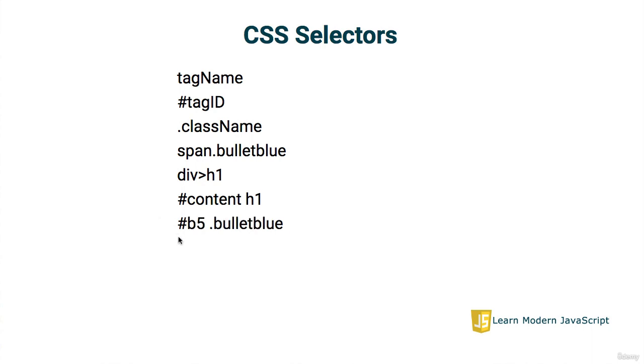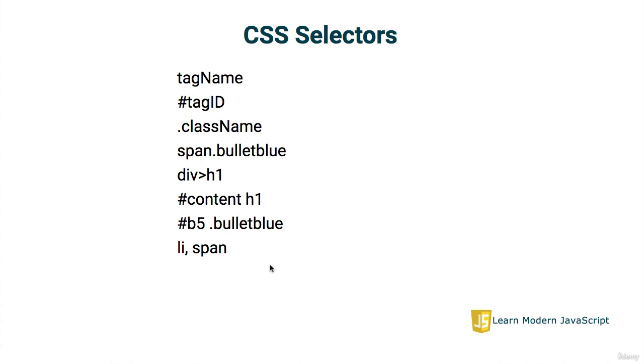Another example. There's a space here. That might be a little bit hard to see, but there is a space here. So this is a tag with the ID of B5 and then a descendant of that has a class of bullet blue. Finally, you can also use more than one selector. In this case, we have a comma, so we're indicating that we want to get all the LI tags and all of the span tags, and it will return them together. Now, obviously, this one should be done with query selector all.